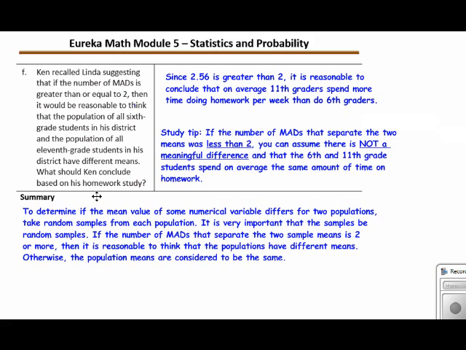In this lesson, you have learned to determine if the mean value of some numerical variable differs for two populations. Take random samples from each population. It is very important that the samples be random samples. If the number of MADs that separate the two sample means is 2 or more, then it is reasonable to think that the populations have different means. Otherwise, the population means are considered to be the same.